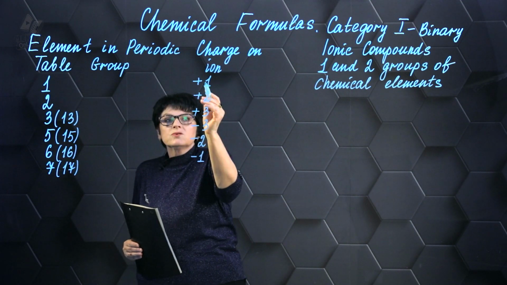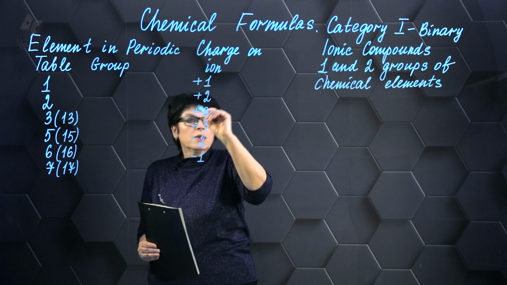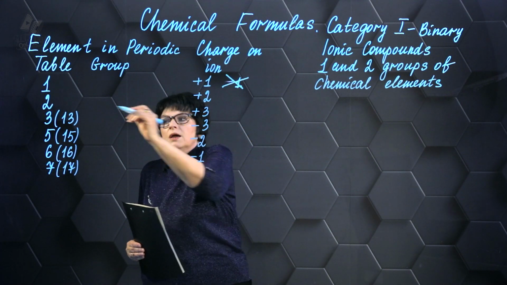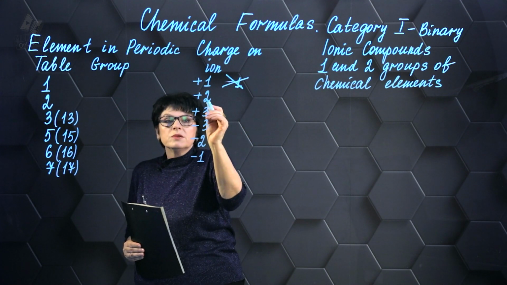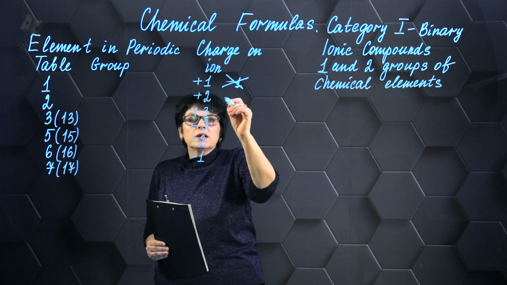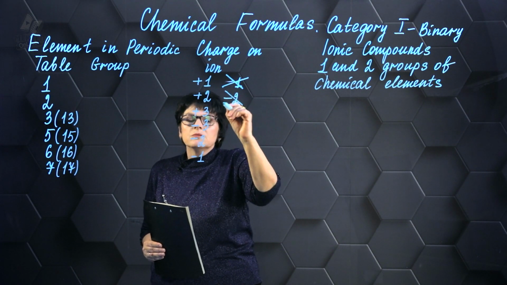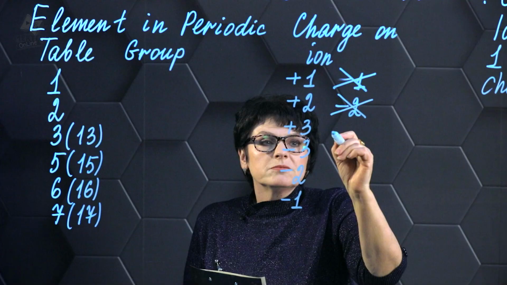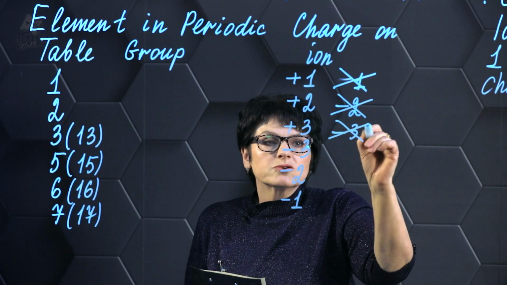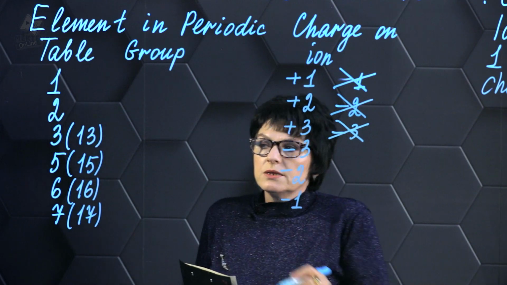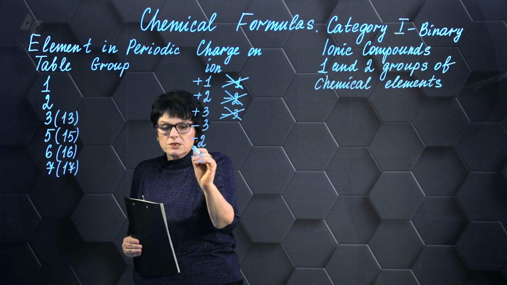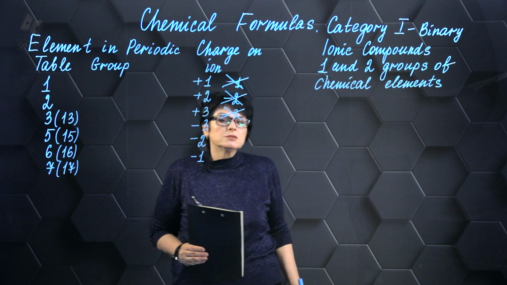For the first group, the charge will be +1. You cannot have a negative one. If this is the second group of elements, then here it is +2. Accordingly, there cannot be a -2. In the third group, there is a +3, so as a result, a -3 cannot be found within this ion. Starting from the fifth group, here we have -3, -2, and -1.